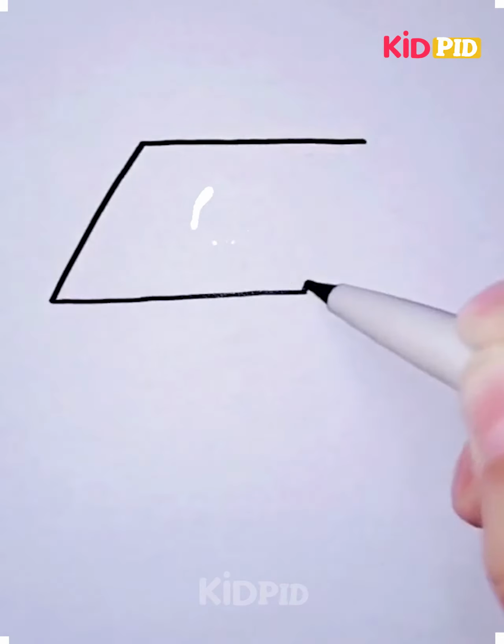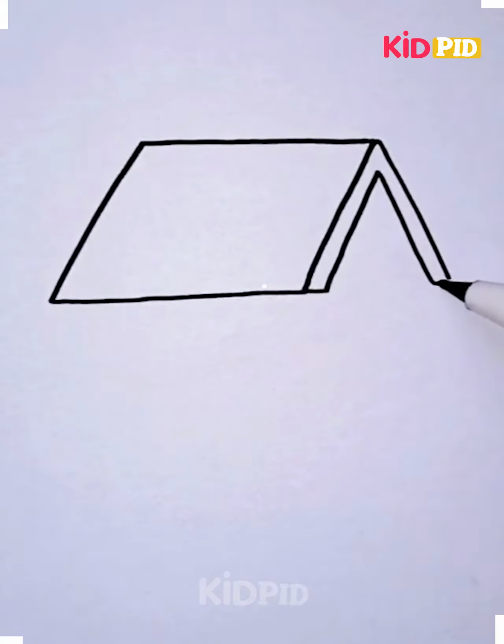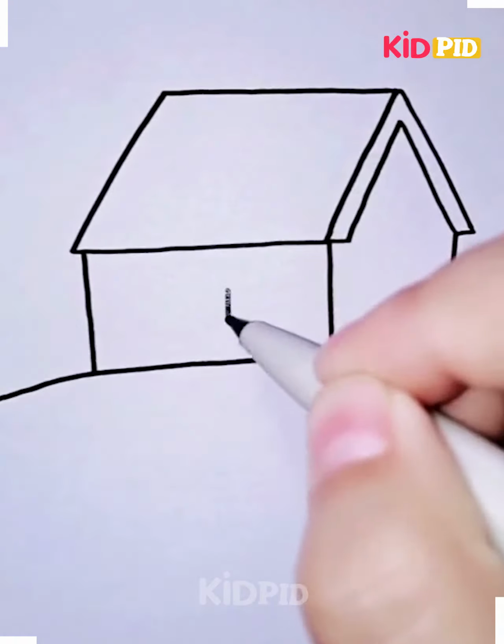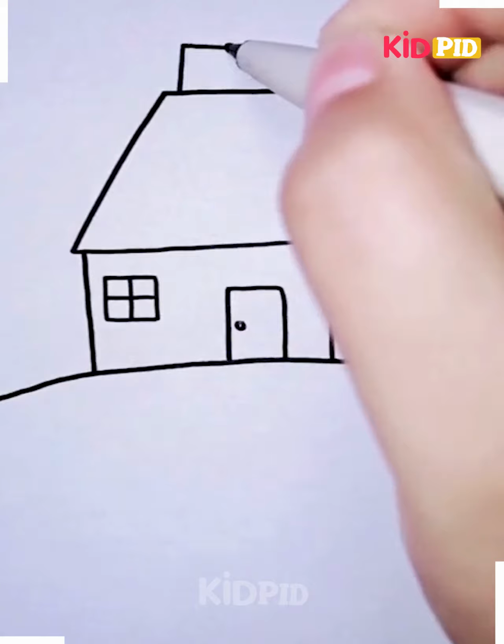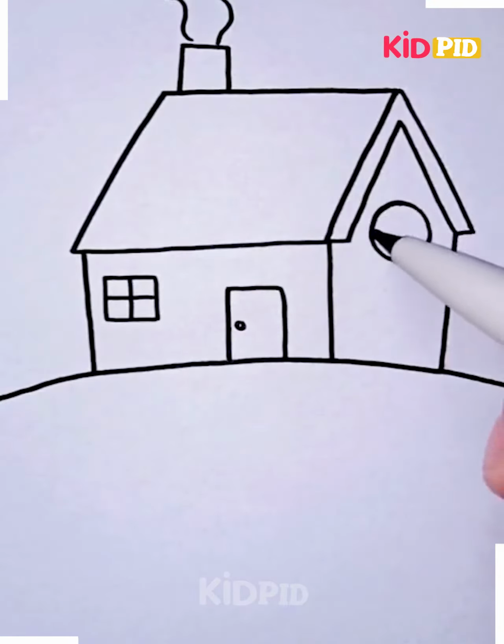Hello everyone, we're gonna make a scenery containing a house. Starting by making the house first, we are going to highlight the features like door and then the window. After that, we are going to make a chimney as well.